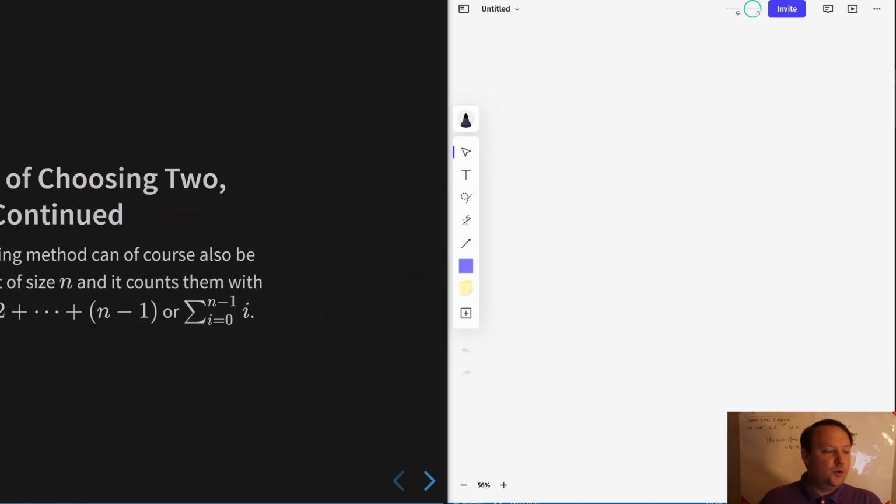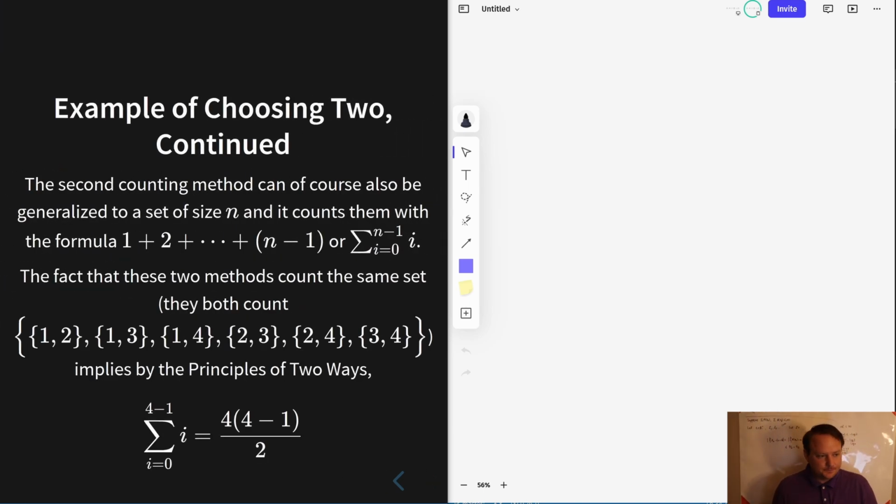And because these are two ways of counting the same set, the two formulas must give us the same value. And that is the principle of counting in two ways.